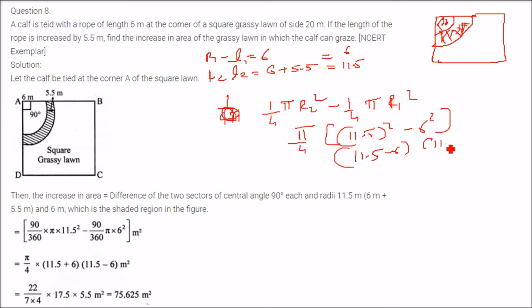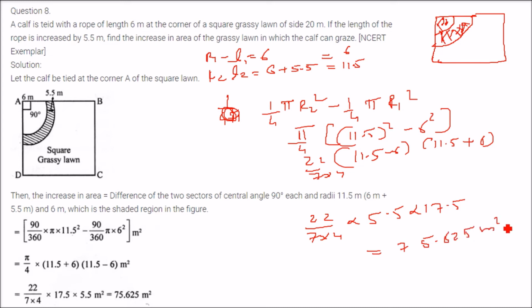So what do you get? 11.5 minus 6 and 11.5 plus 6. Pi by 4 you can write 22 by 7 and here 4 also. So what do you get? This 22 by 7 into 4. 11.5 minus 6 is 5.5 and 11.5 plus 6 is 17.5. When you compute this, this is going to come as 75.625 meters square.